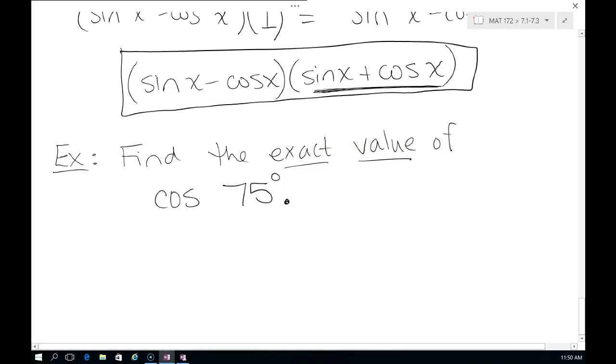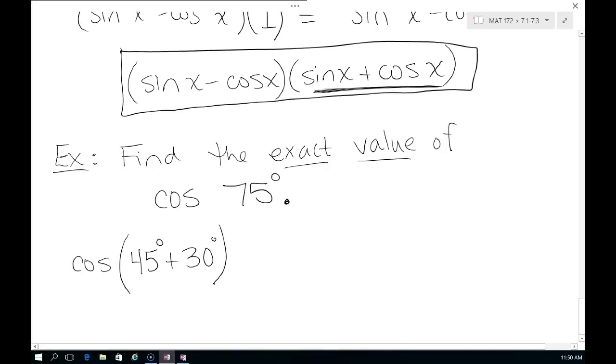Because it says exact value, that means I need to use an identity and I need to use unit circle values. Now 75 degrees is not an angle that we have marked on our unit circle, which means we need to break 75 up into pieces that are on our unit circle. And the way that we can do that is if we write this as cosine of 45 plus 30. 45 plus 30 is equal to 75.